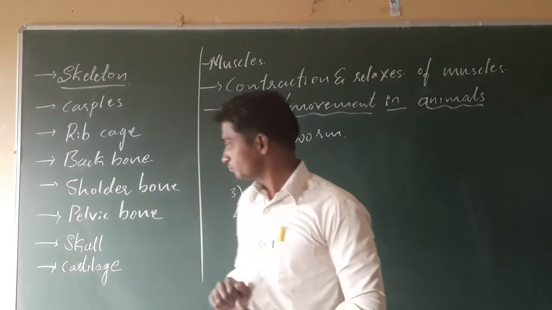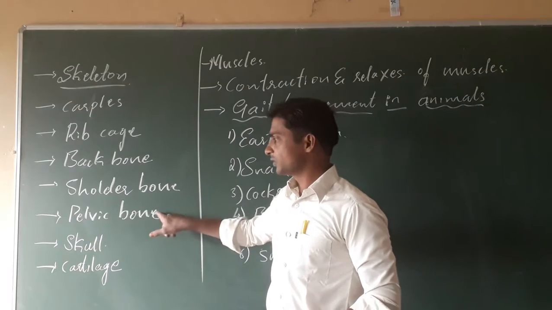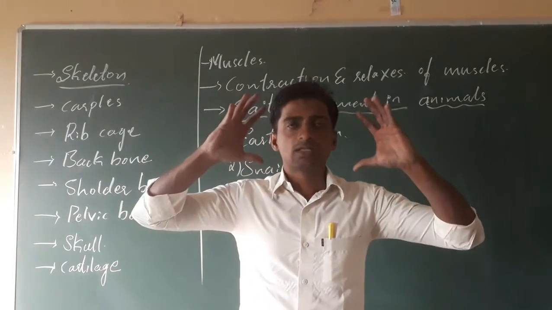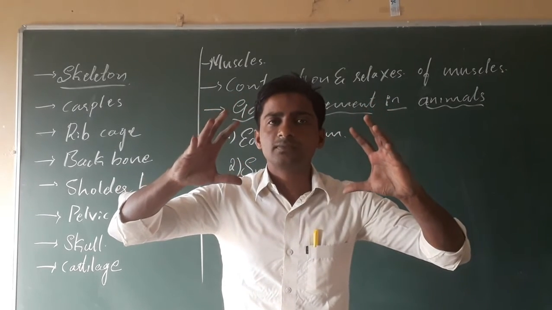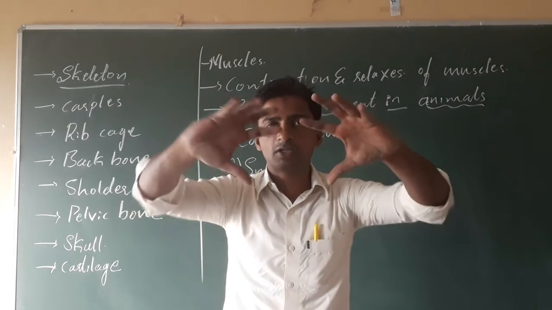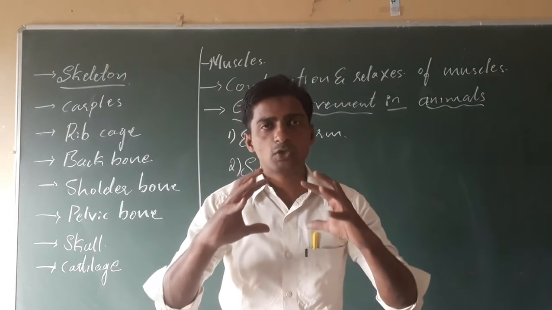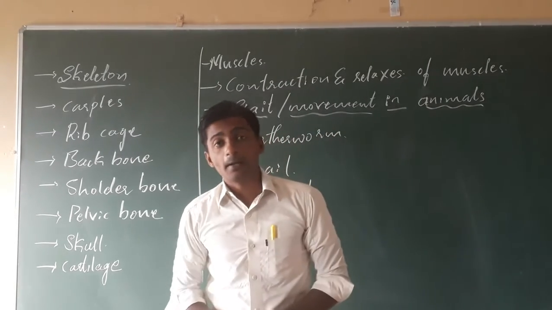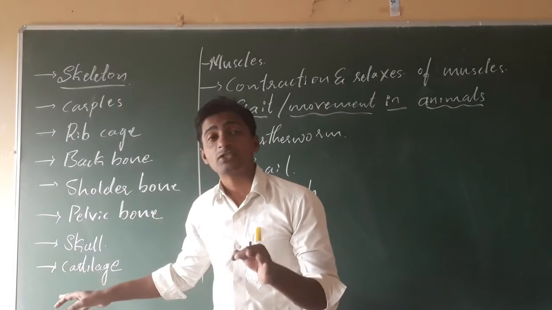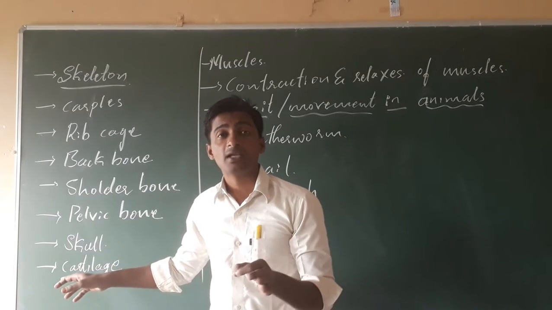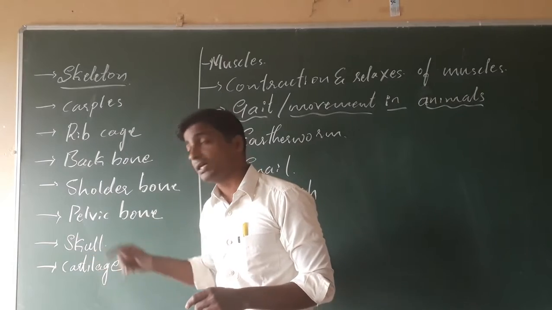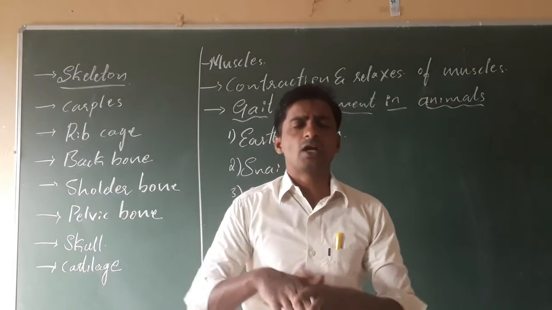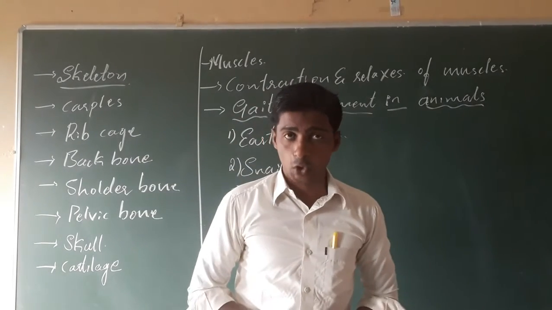Then next, dear students, the skull is a round shape. It is a very important protective organ. It protects the brain, a very soft, very master organ. The brain is protected by the skull. The skull is formed by the joining of a number of units of bones.